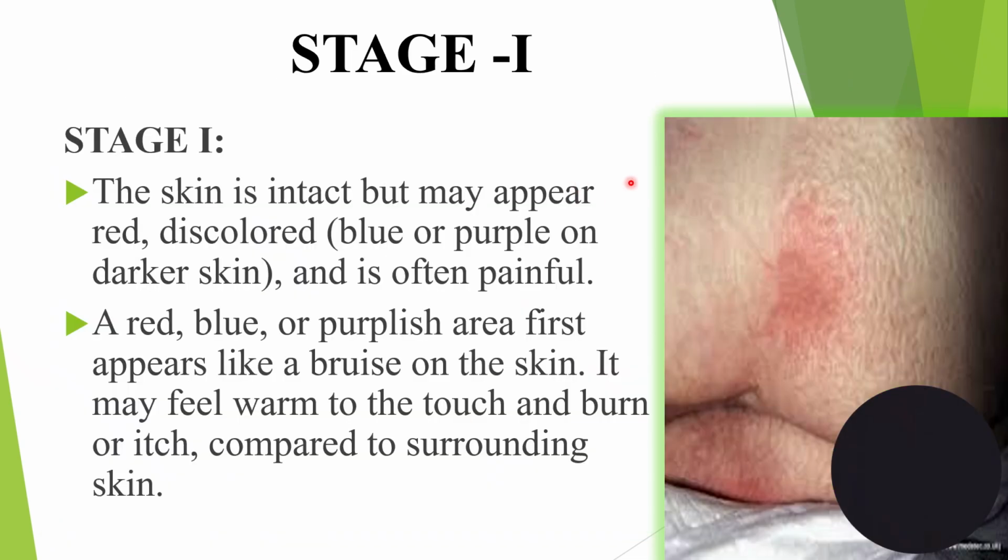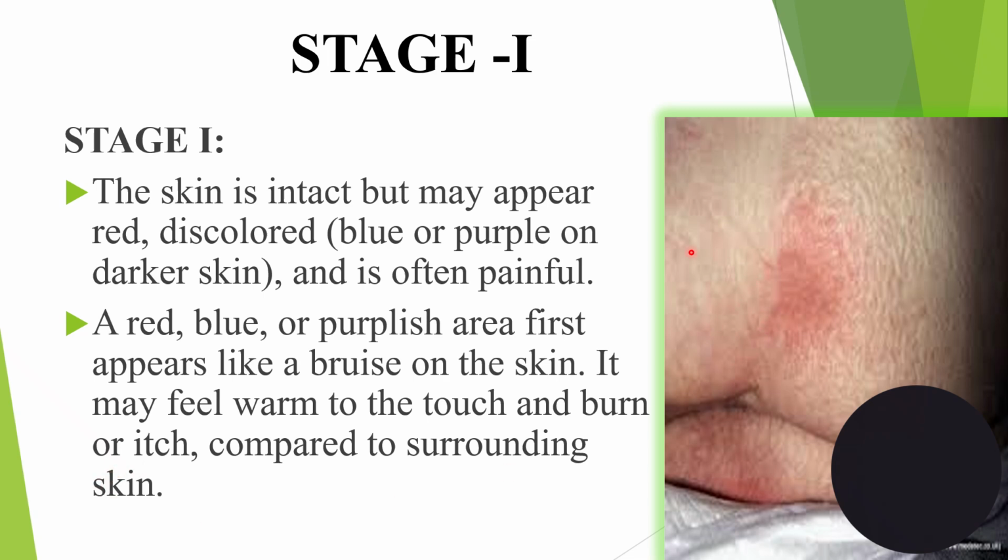So when we come to stage 1, the skin is intact but may appear red discolored. The discoloration may be blue, purple, or a darker skin, and it is often painful. The red, blue and purplish area first appears bluish on the skin, and it may feel warm to touch and burn or itch compared to the surrounding skin.